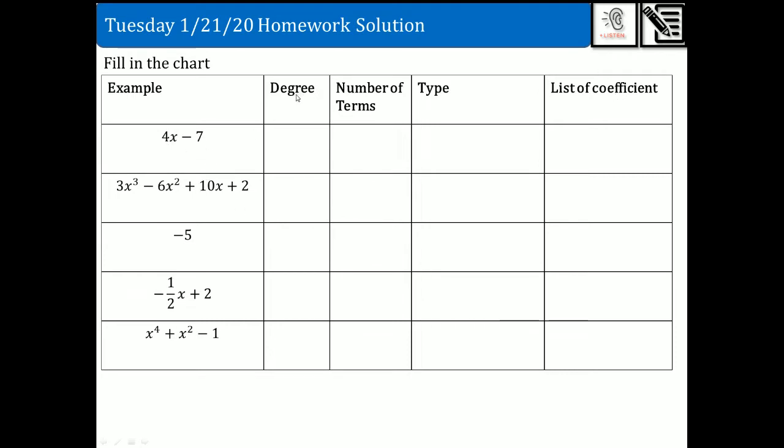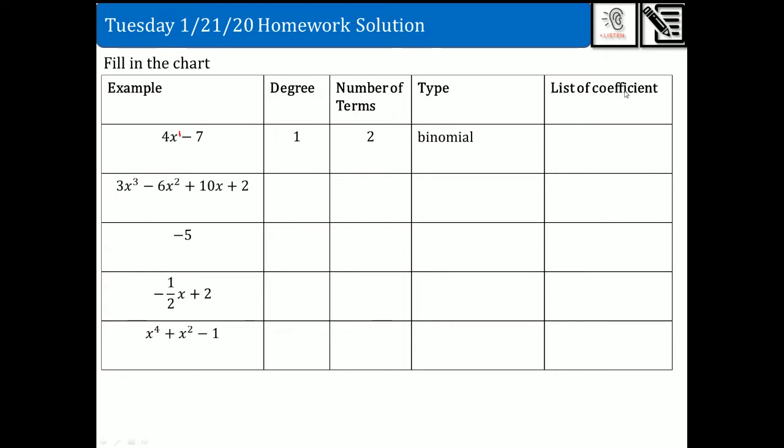4x minus 7, what is the degree here? We don't see it, but there is actually a degree or an exponent above here. There's a 1 here, okay? So the highest degree here is 1. The number of terms, there are 2 terms, the 4x and the negative 7. What type? There are 2 terms, so that would be called a binomial, okay?